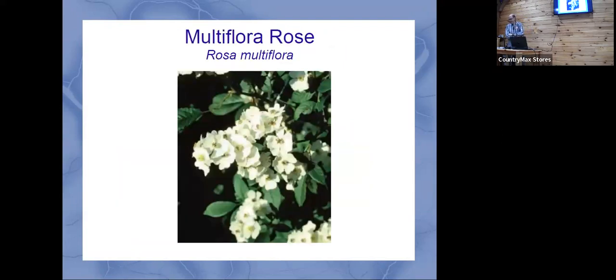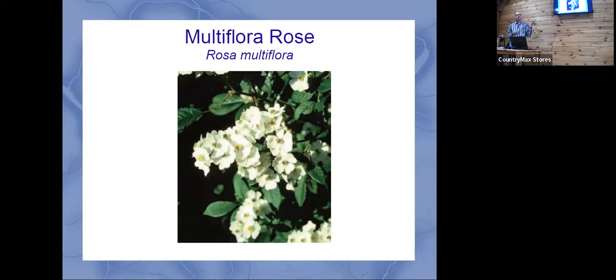Multiflora Rose is another shrub. It was introduced from Asia in 1866 as rootstock for grafted roses, also for erosion control. And it quickly became invasive. It's another one that spreads very aggressively. This one can climb several feet up through trees. The yellow flowers, it is a rose, but not that attractive. Again, you can use mechanical removal.